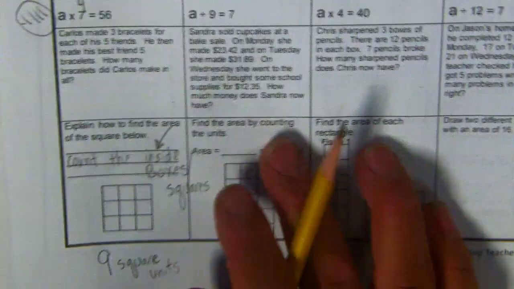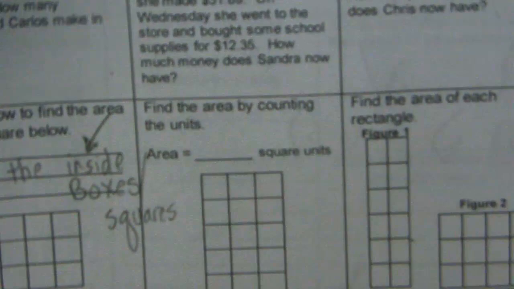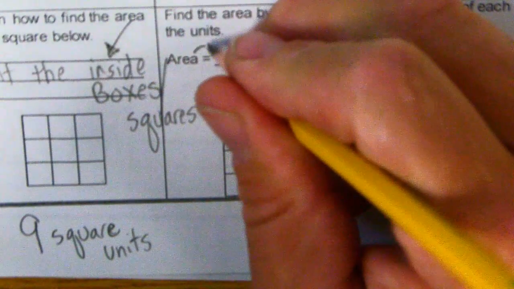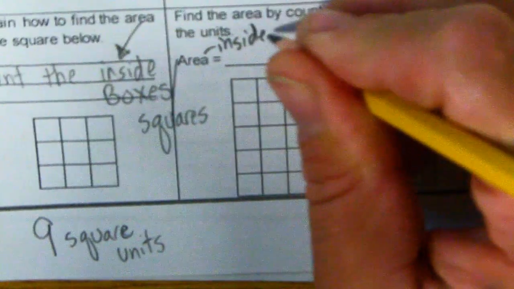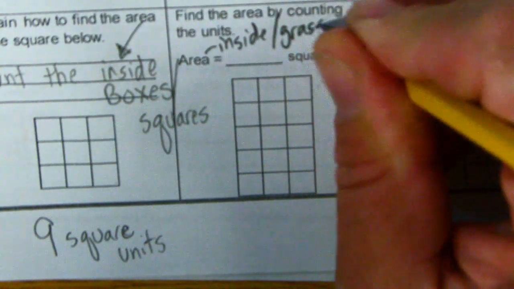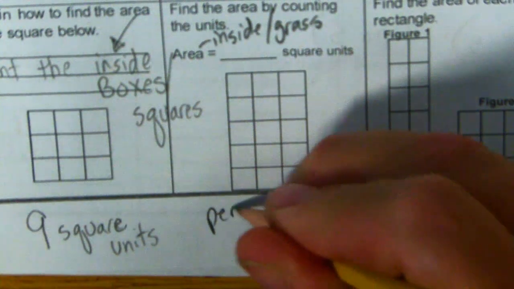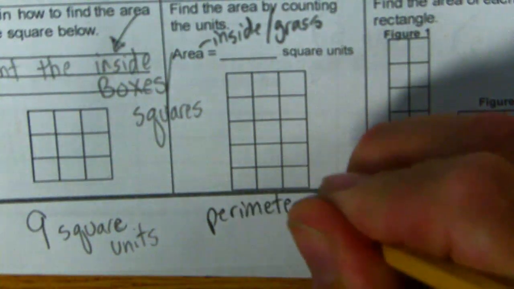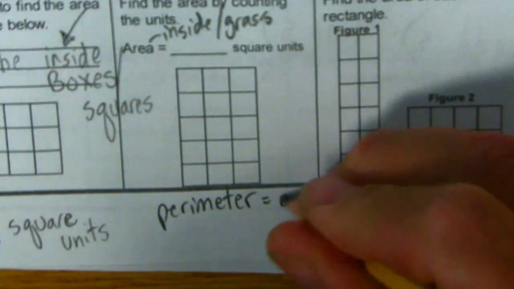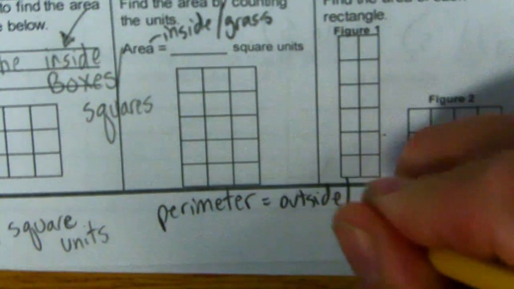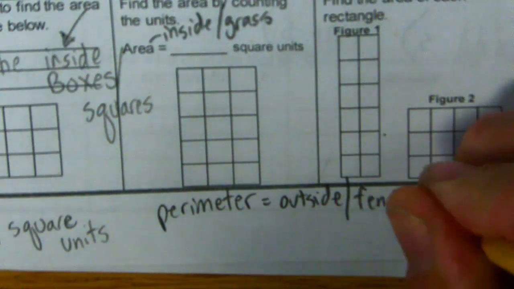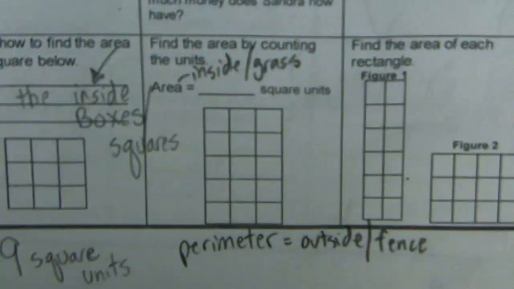For the area problem, the way I like to help kids understand it, the area is the inside or the grass part of your backyard. And we haven't really talked about this yet, but the perimeter is the outside or the fence part of your backyard.